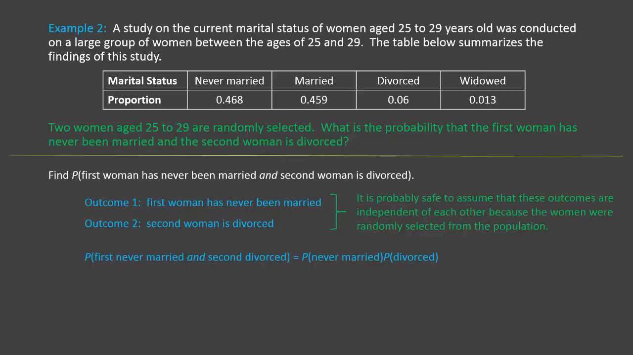These are the same numbers as the last example, but this time, since we want to find the probability of both independent events occurring, we're going to multiply those numbers together. Multiply 0.468 and 0.06 for a product of 0.02808. So there's only about a 2.8% chance that the first woman selected has never been married and the second woman is divorced.